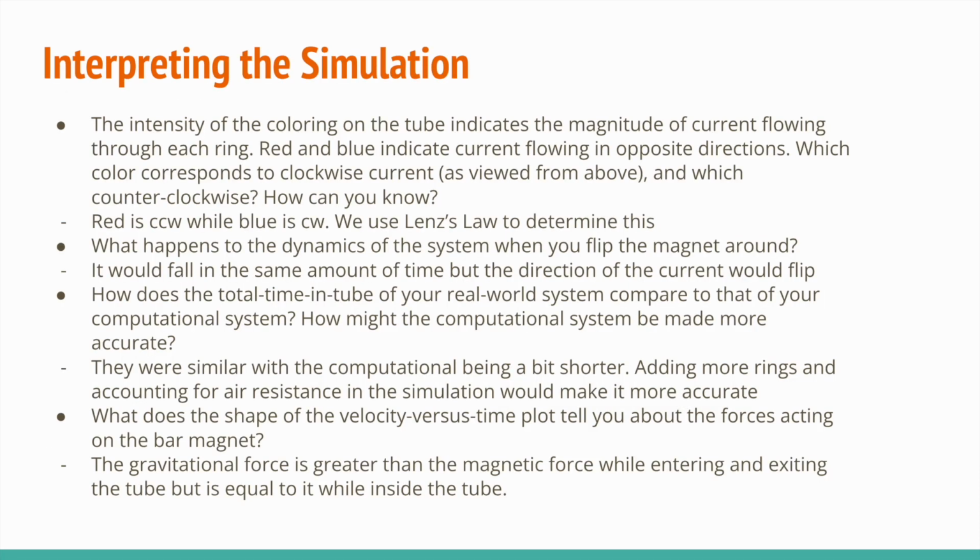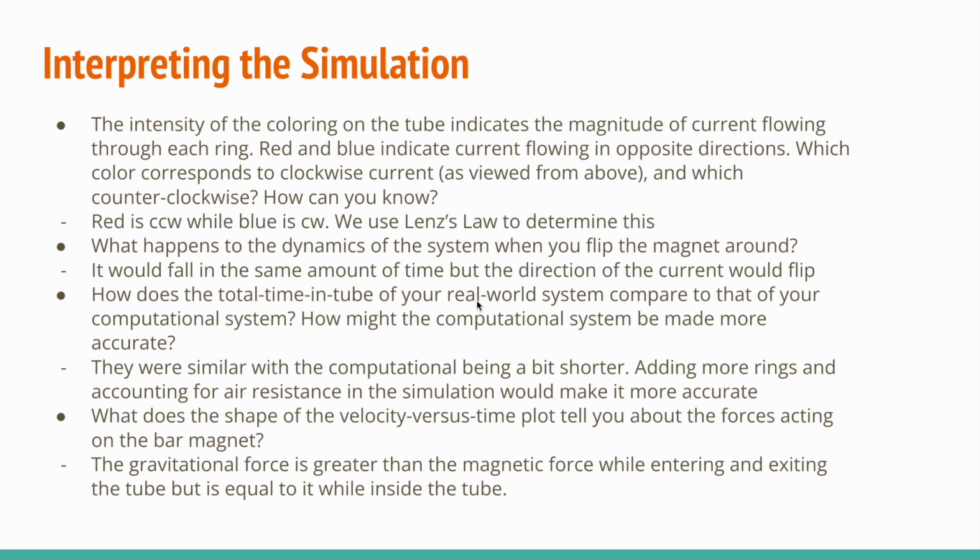In the simulation, the color of the tube indicated the direction in which current was flowing. We know that the red is flowing in the counterclockwise direction, while the blue is flowing in the clockwise direction. And we can use Lenz's law to determine this. If you were to flip the magnet around in this experiment, it would fall in about the same amount of time, but the direction of the current would flip.